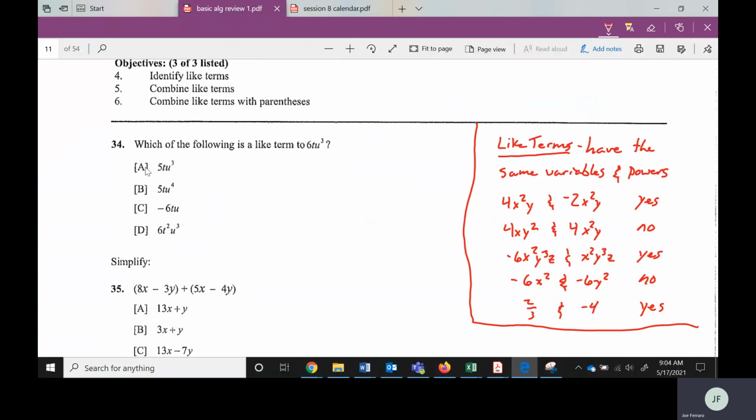So number 34 here is one. It says, which of the following is a like term to 6t u to the third? So the number in front doesn't matter at all. We just need to find one that has t and u to the third. T u to the third. So this should be our answer, but just look at the other ones. Well, that's u to the fourth. There's no power on the u here. And this has t squared, which this is not. So our answer for that is just A.